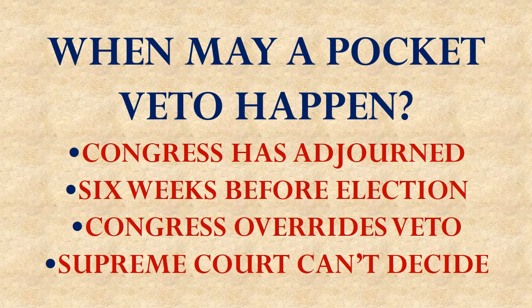When may a pocket veto happen? Is it when Congress is adjourned? 6 weeks before an election? Or when Congress overrides a veto? Or when the Supreme Court can't decide an issue? A pocket veto may happen when Congress is adjourned. So the idea is Congress sends the president a bill to sign, and then they leave town before 10 days have elapsed. And he's supposed to have 10 days to consider it and send it back to them. Well, they aren't there to send it back to anymore, so if he just ignores it, it automatically dies, just like a veto would kill it.